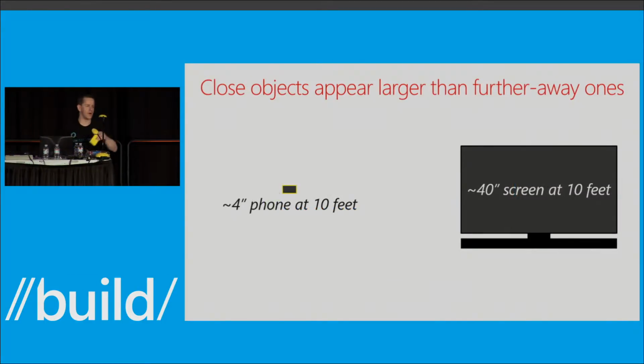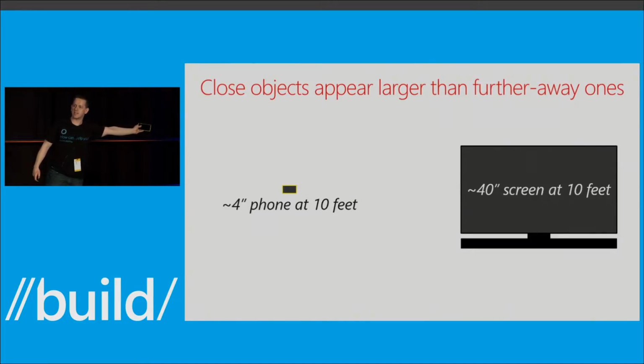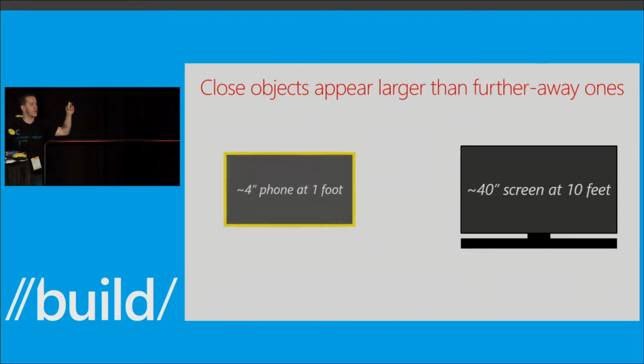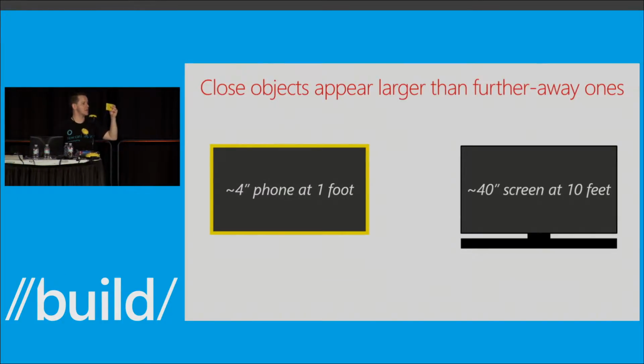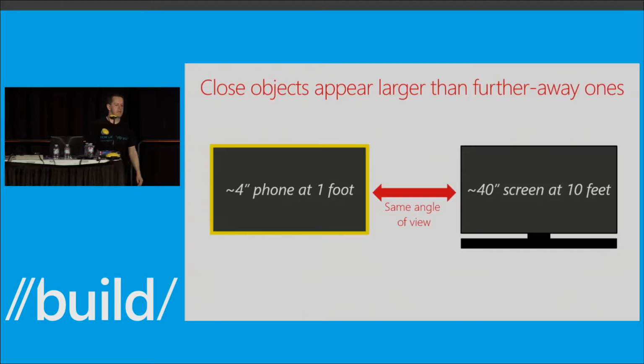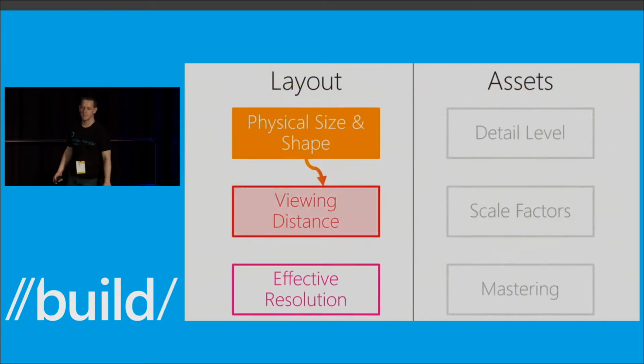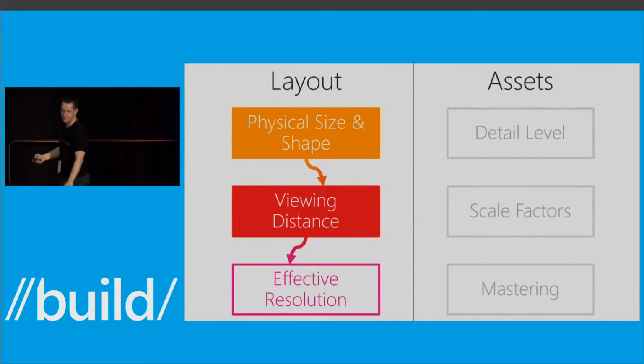So if I have my phone and it's 10 feet away like my television, it's going to look really tiny, right? But if I bring the phone close to my face, where I'd normally hold it, well, lo and behold, it looks about the same size as my television, which is sitting across the room. So they take about the same angle of view. And this is important when we get to the next section, which is effective resolution.